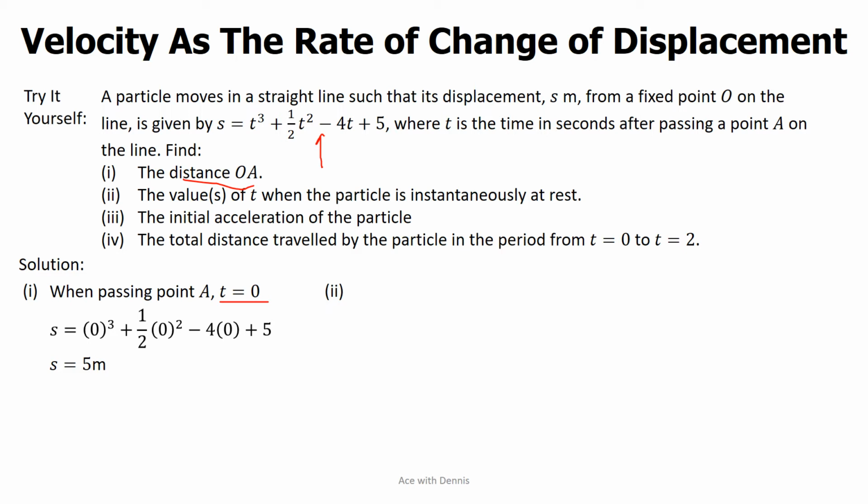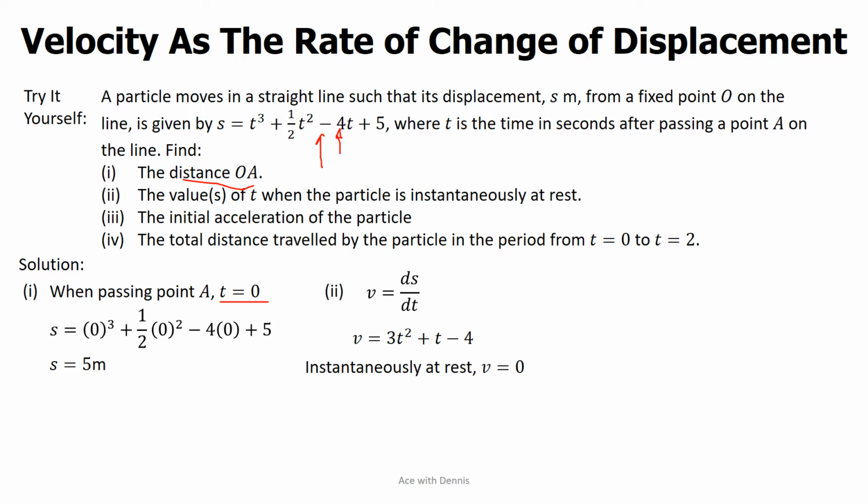For part 2, before we can find t, we need to know the equation of the velocity, which is v equals ds over dt. We need to differentiate the equation of the displacement, and we get v equals 3t squared plus t minus 4.